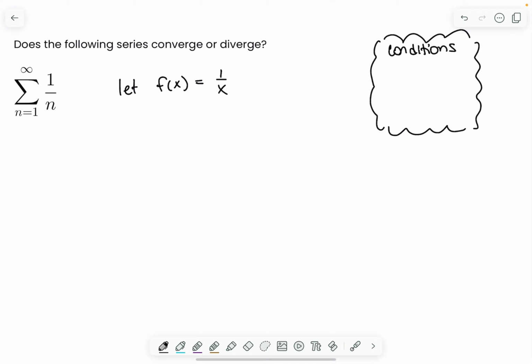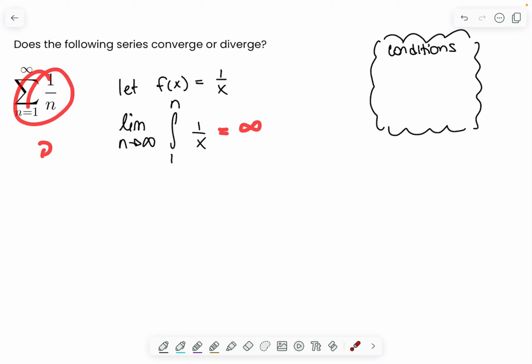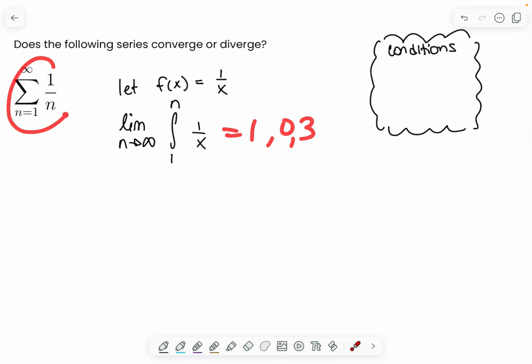And then all the integral test says is take the limit as n approaches infinity of the integral from whatever number you see here. I see 1, so I'm going to put 1 in there, and then to the n of your function. In this case, that's 1 over x. If it's equal to infinity, then that means that the series diverges. If it's equal to anything that's not infinity, like 1 or 0 or 3, then that means that this series converges. So the antiderivative of 1 over x we know is ln of x.